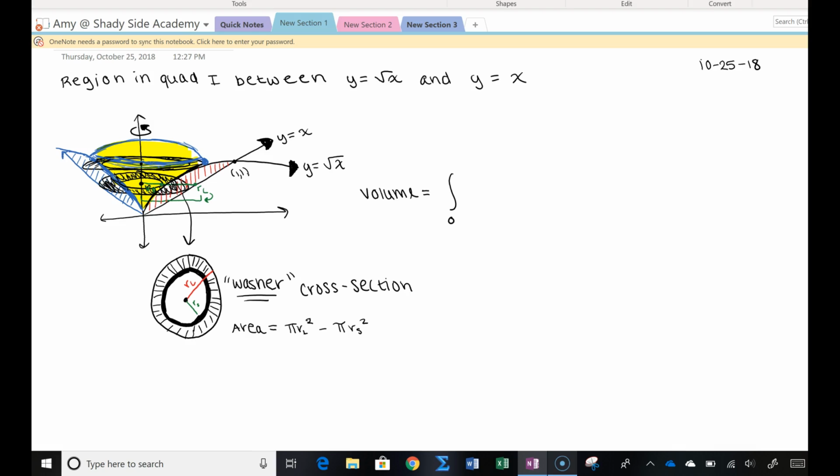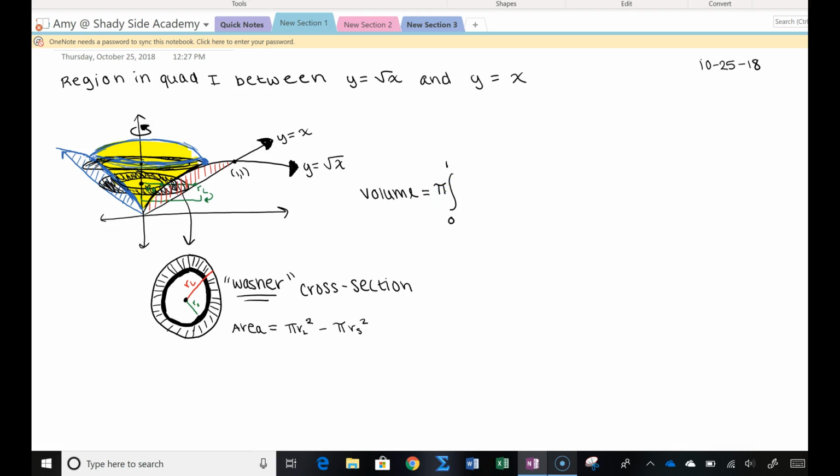Tell me what the integrand is going to be based on what you know from last class. Tell me in words. The integrand is going to be the blank. It's going to be the area of one cross section. So let's build it together. Ready? I'm going to factor the pi out. I always factor pi out.